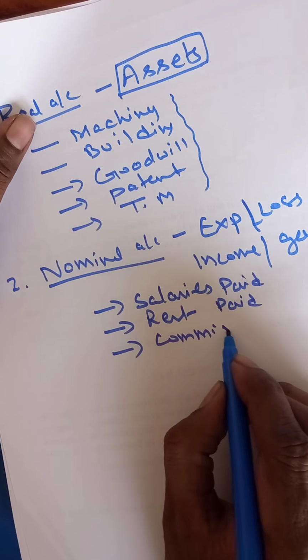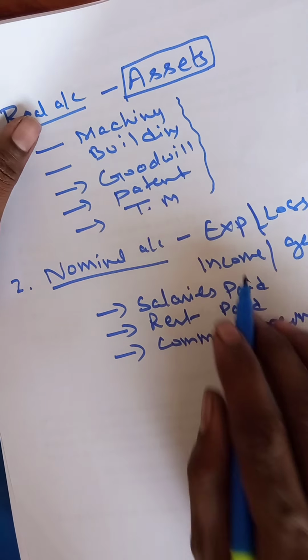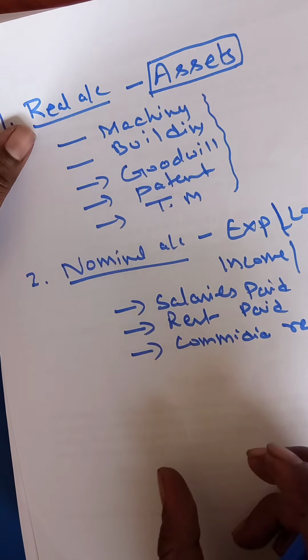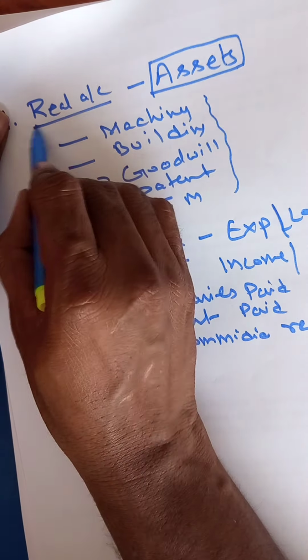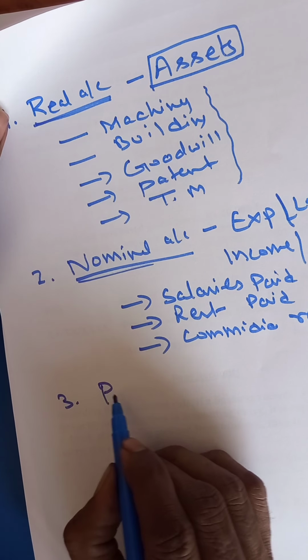These all are the example of nominal account. When a company deals with expenses and losses, incomes and gains, it comes under nominal account. Here we are learning the classification of accounts. First classification is real account, second one is nominal account, and third one is personal account.